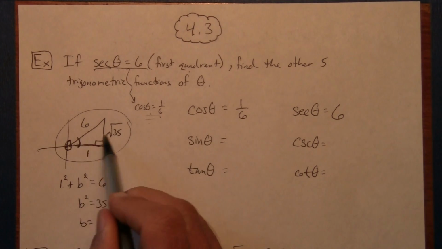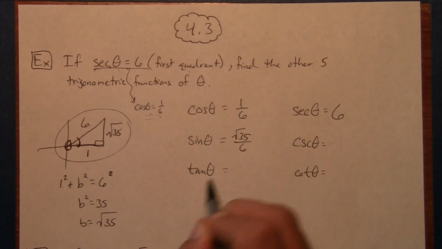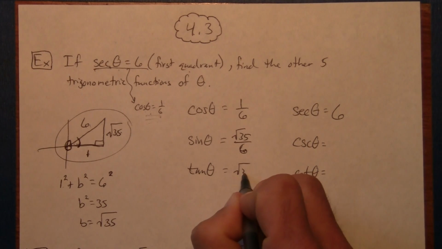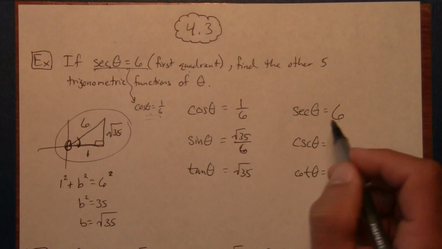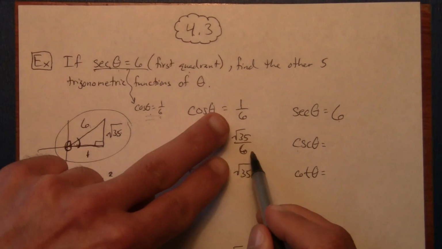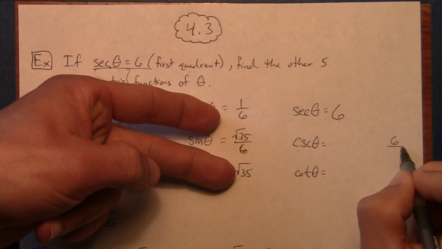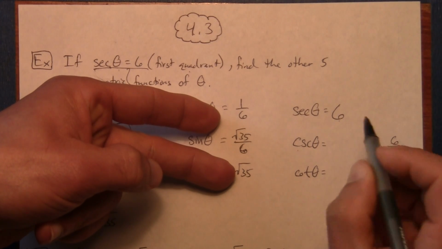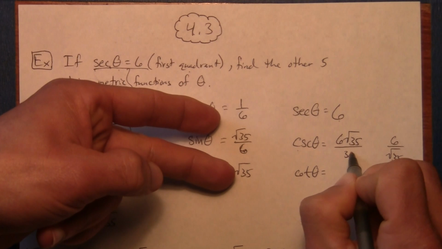If you want the sine, well, it's just opposite over hypotenuse, so square root of 35 over 6. Or if you want the tangent, it's opposite over adjacent, so square root of 35 over 1. I've already got the secant, but it's just the reciprocal. The cosecant, reciprocal, so take square root of 35 and 6 and flip them over, or take the reciprocal of them. You are going to need to rationalize that, so your final answer should be 6 square roots of 35 over 35.